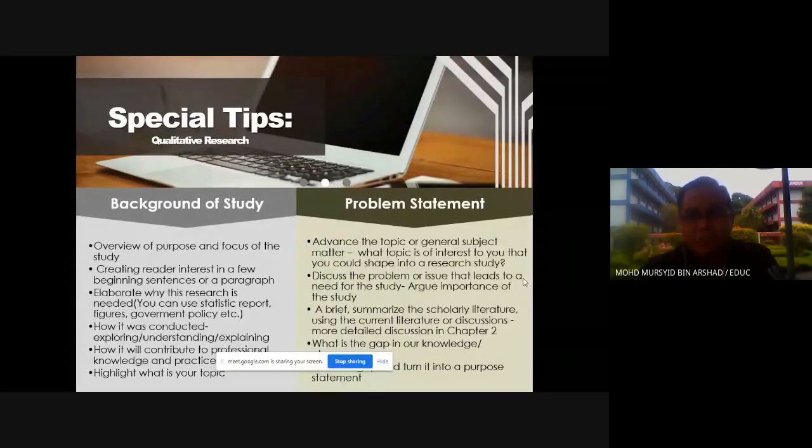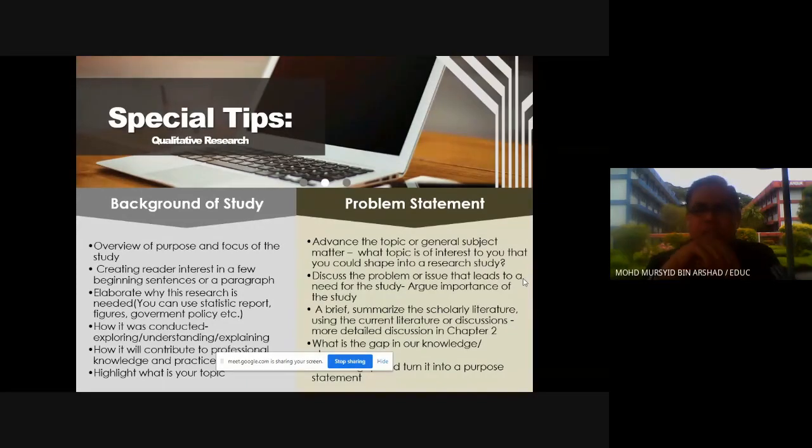And then in the problem statement, you discuss what actually the problem is. The issue is what you write down in the background of study. In the background of study, you highlight the issues. What makes this research possible to study? Remember. And then in the problem statement, you are not highlighting the issue, but you are highlighting the problem. All right. So from the issues you highlight in the background of study, now this is a problem. The problem itself you write down in the problem statement.